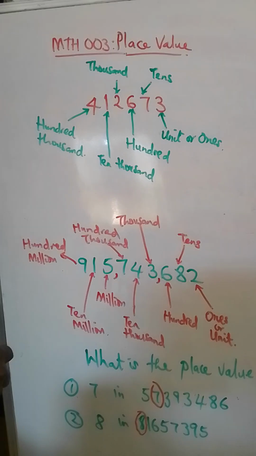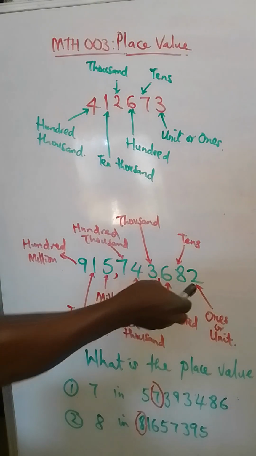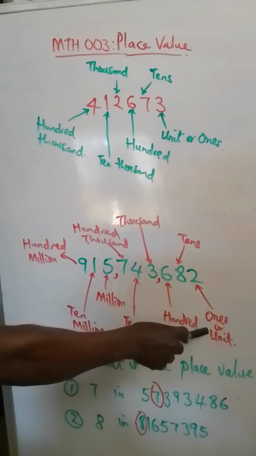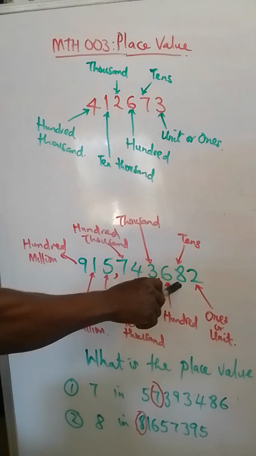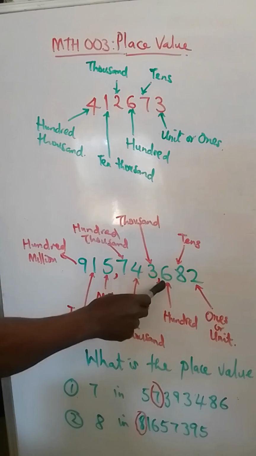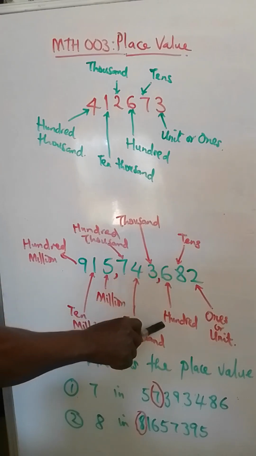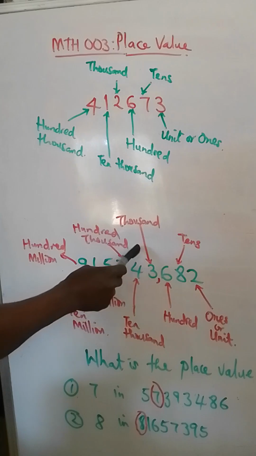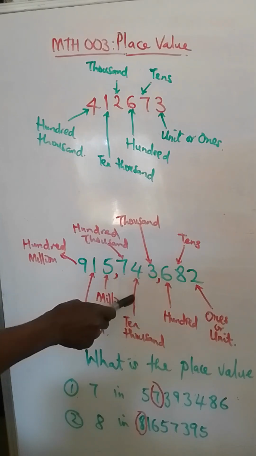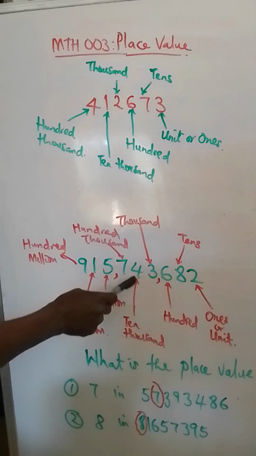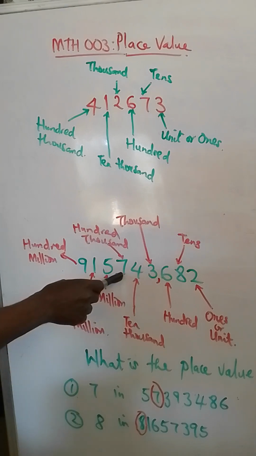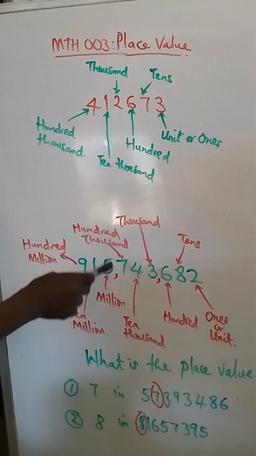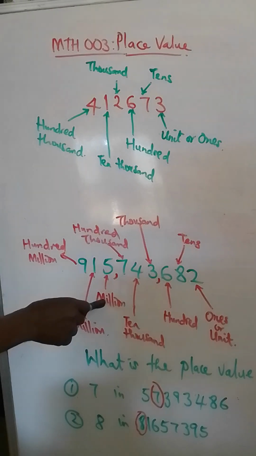The first 6 remain the same. It's the same as what we have been learning. So 2 occupies the place of ones or units. 8 occupies the place value of tens, while 6 occupies the place value of 100. 2 is in the place value of 1000, while the place value of 4 is 10,000. Don't forget. Now 7 is in 100,000, while 5 is in the place value of million.